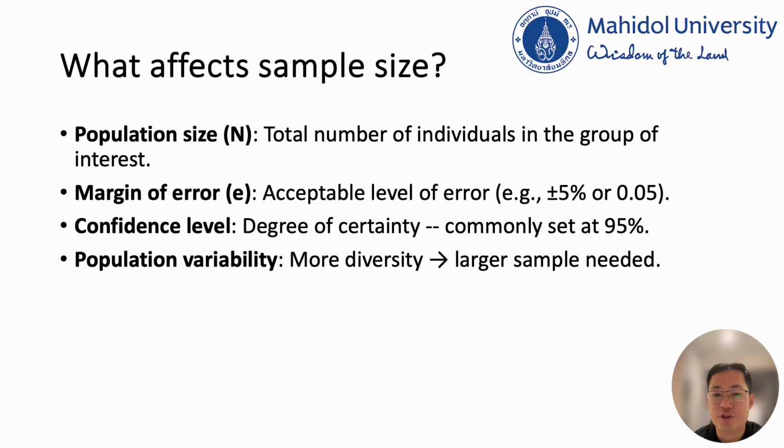Several factors influence how large your sample should be. First, population size, or the total number of individuals you want to study. Second, the margin of error. This is how much error you are willing to tolerate, commonly set at 0.05. Third, the confidence level, which is usually 95%, reflecting how certain you want to be about your results. Lastly, population variability. The more diverse the population, the larger the sample needed to capture the variation accurately.